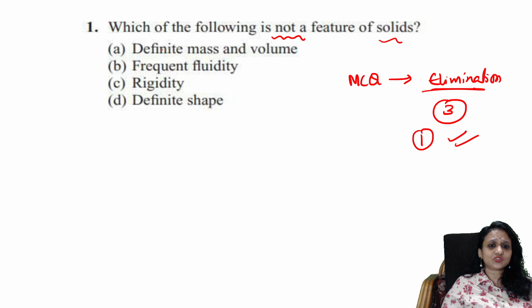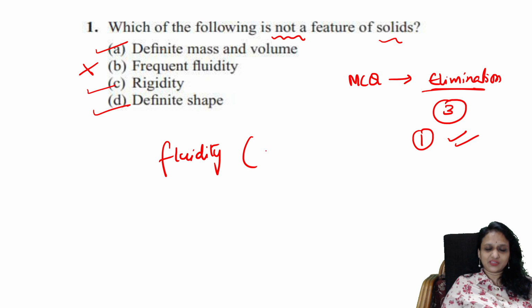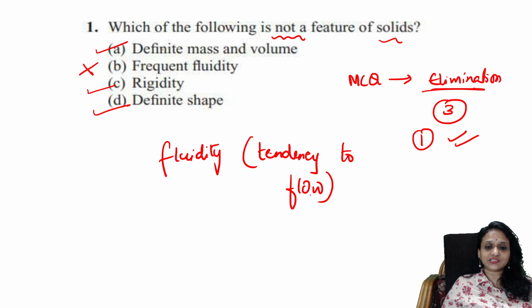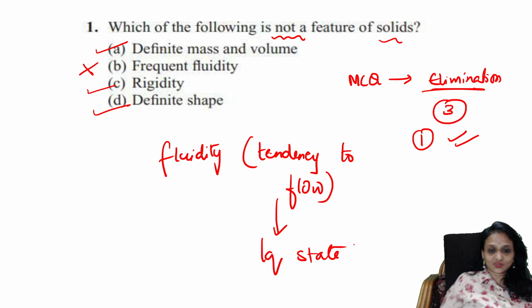Not a feature of solids. We very well know solids have definite shape. Yes, they are rigid in nature, and they have definite mass and volume. What is wrong? Solids do not flow, so the option 'fluidity' is wrong. Fluidity is nothing but the tendency to flow, correct? Will solids flow? No. The tendency to flow is only for liquids, related to the liquid state. That's why the second option is wrong. Easy. Let's go with the next question.